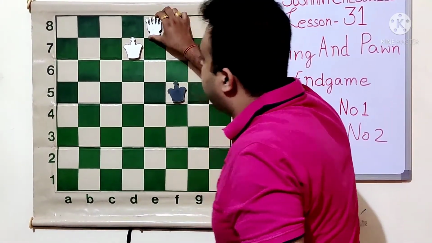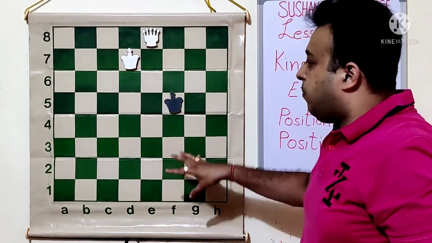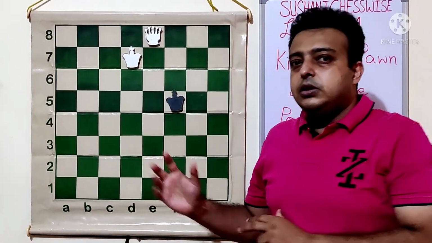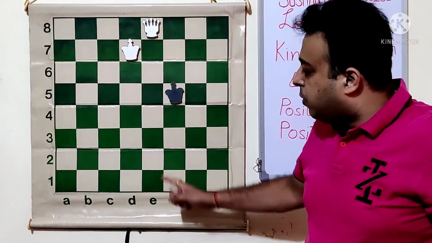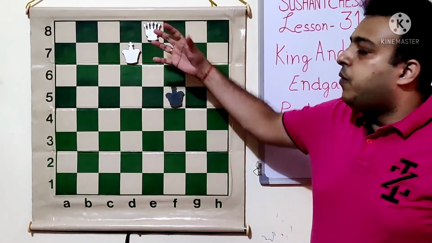So we have already discussed how to win this position. I hope from these examples it's very clear how to convert an extra pawn and how we can make queen and win the game.